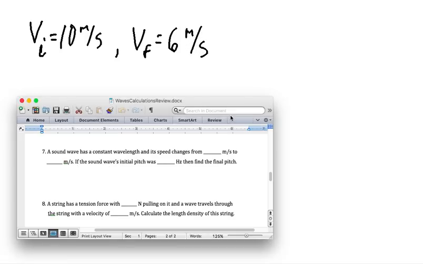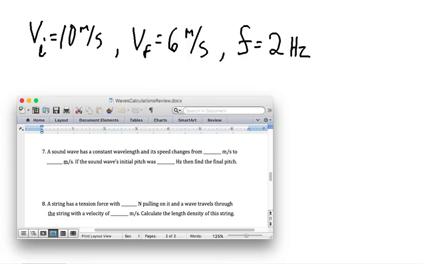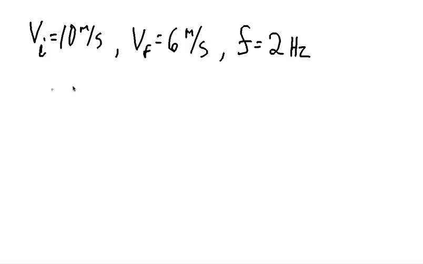Now if the wave's initial pitch was, I don't know, let's say 2 hertz, 2 cycles per second, then we want to know the final pitch. So this is the initial pitch right here. It's always good to use these subscripts, otherwise it's easy to plug the right number in the wrong place. So we want to know what the final frequency is.